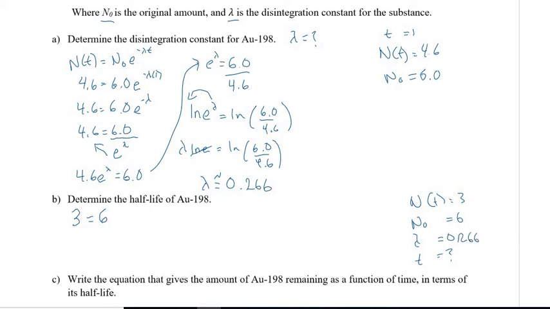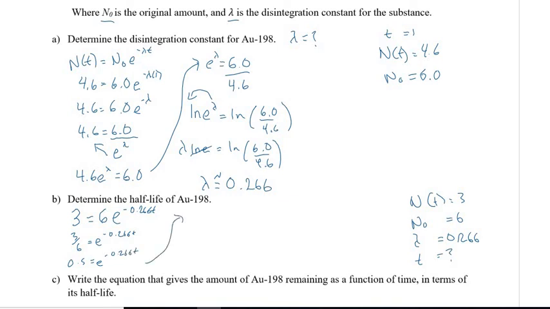So let's plug that information in. So 3 equals 6 times e to the negative 0.266t. We can move that 6 over, and it becomes 3 over 6 equals e to the negative 0.266t, or 0.5 equals e to the negative 0.266t.